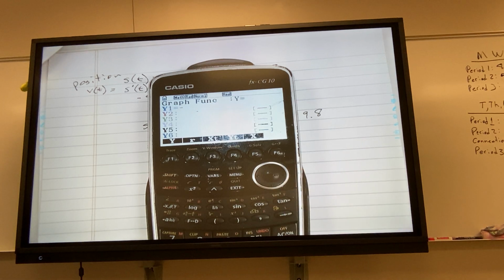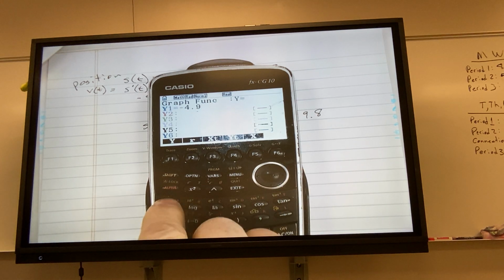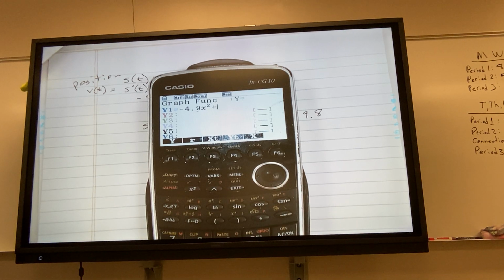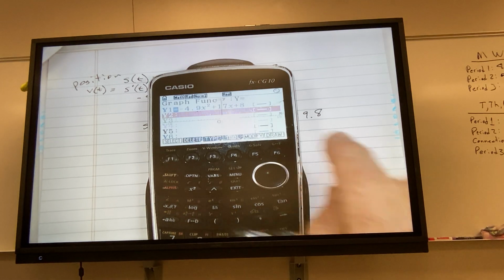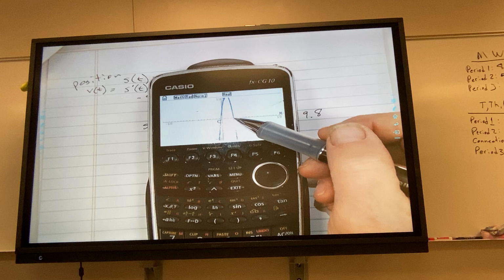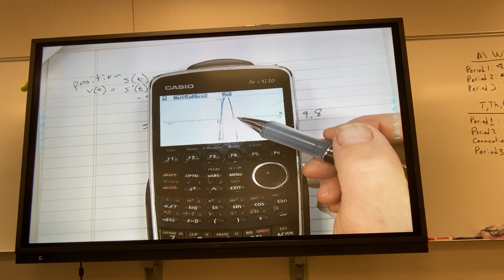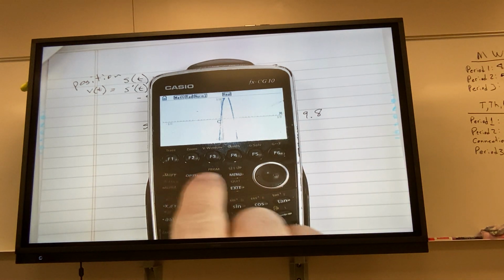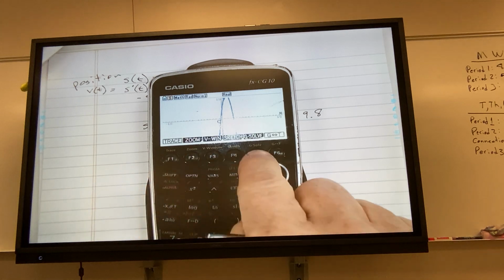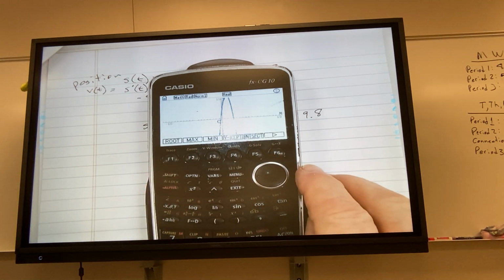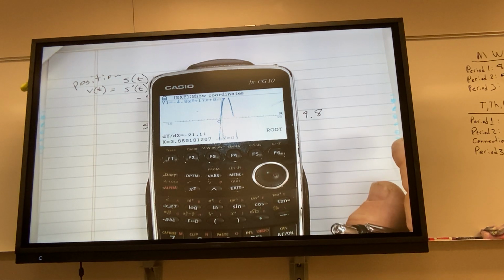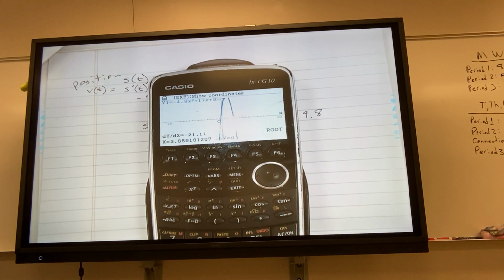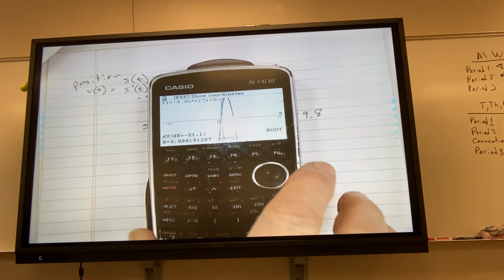It was a negative 4.9 x squared plus, I think, 17, am I right? Plus 8. If I draw it, it's a parabola, and right here it looks like that's where the time would be, correct? And so I'm going to do that on this machine. Here's my first root, I don't want that because that's negative. So it's about 3.889 seconds. Would you agree with that?